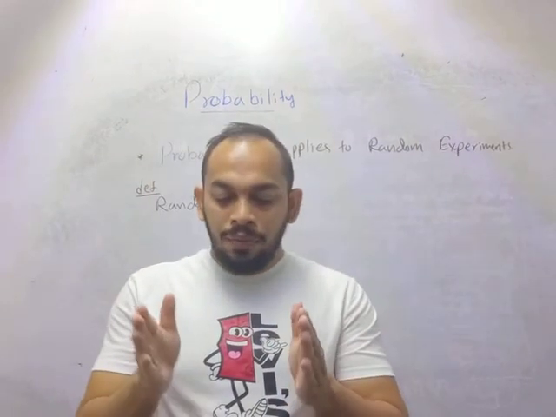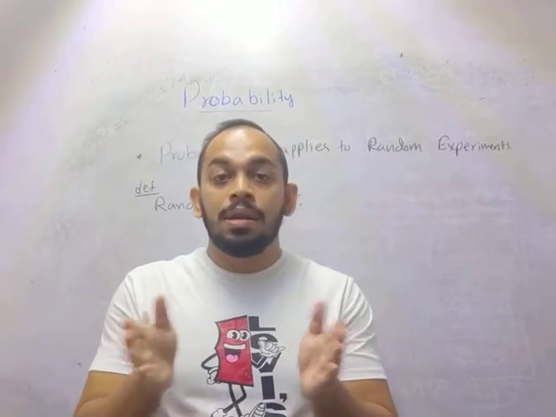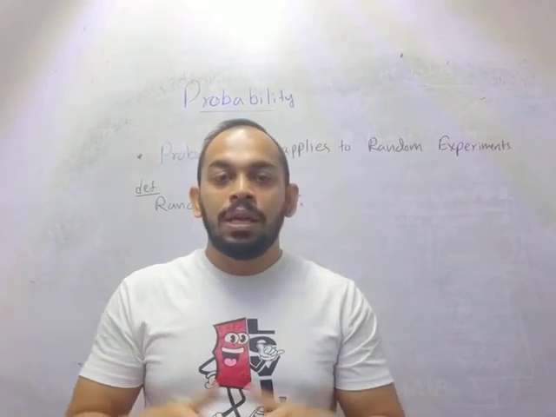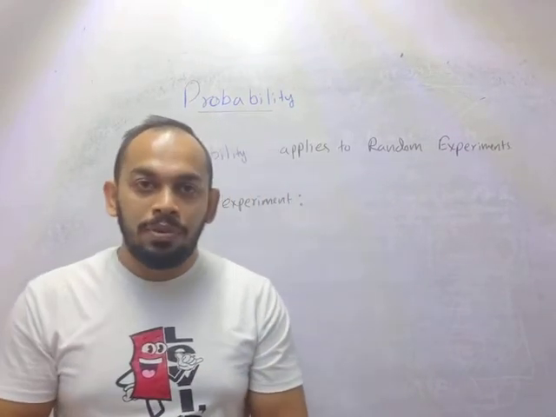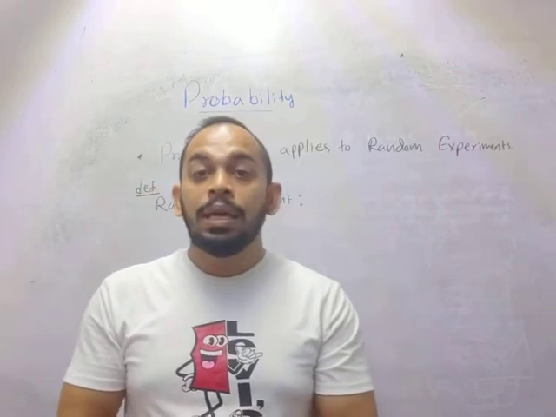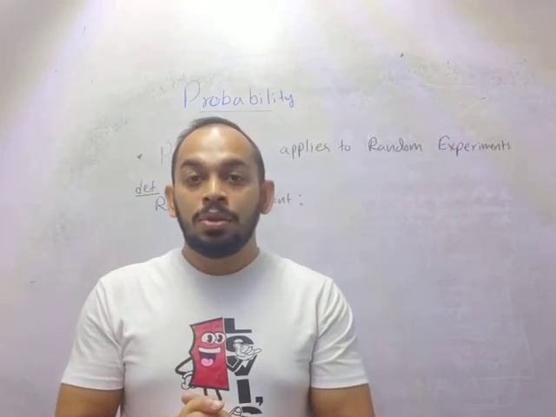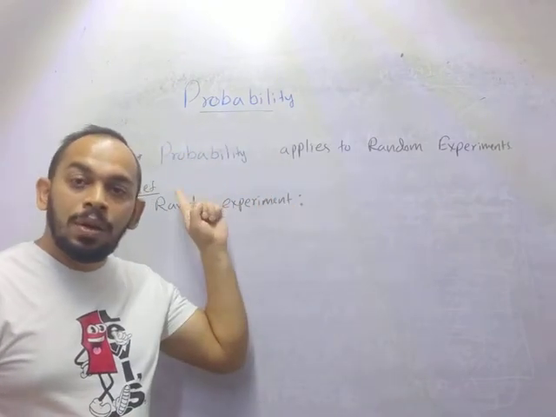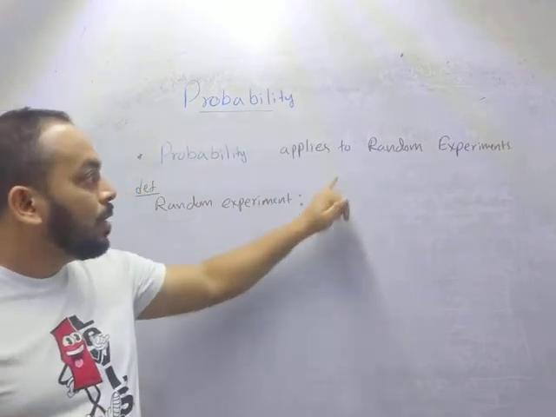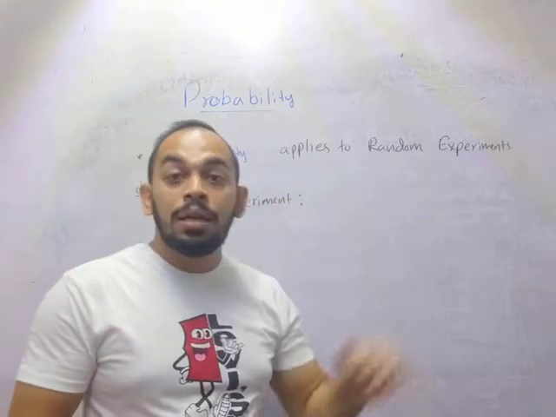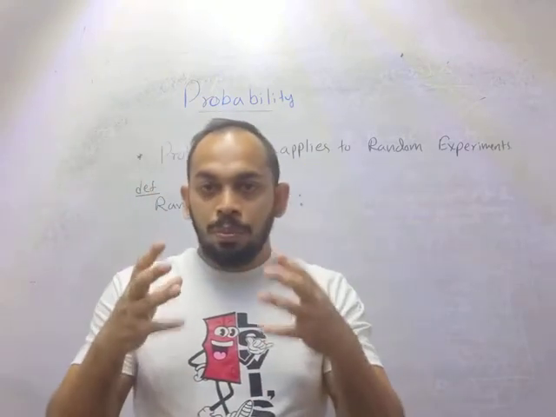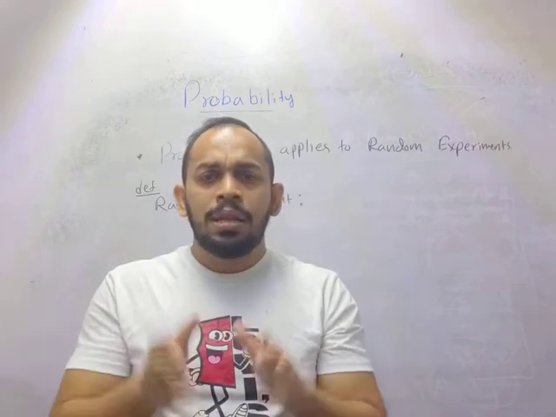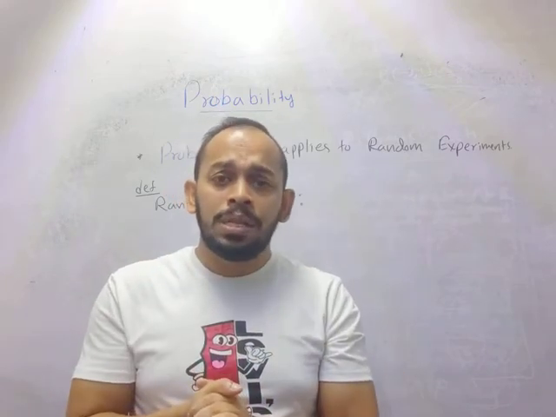Guys, now that we have gone through the basic things on set theory, we are at a point where we can start with probability, the theoretic probability. And as an introduction to probability, first we see what probability deals with. Probability applies to random experiments. This probability theory applies to random experiments, not just any experiment. The experiment has to be a random experiment.